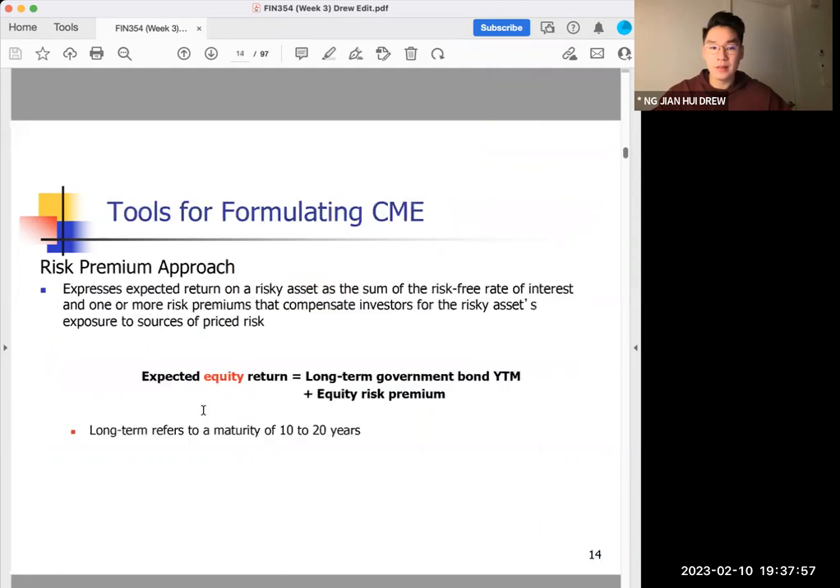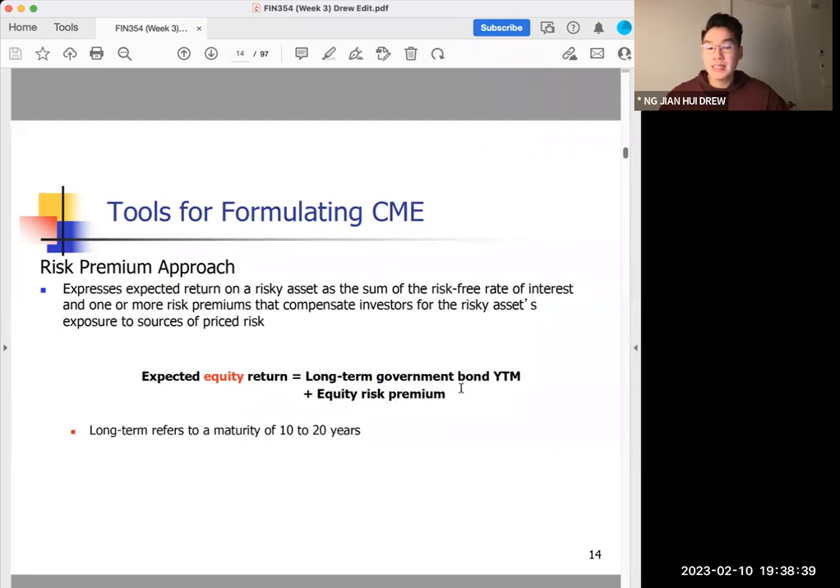All right, so that's a bit on two different formulas. Now we go to the third approach. Remember, keep reminding yourself, all these are tools to help you form market expectations. The third approach is the risk premium approach, which is what we covered in that question, where the expected equity return is the long-term bond yield to maturity plus the equity risk premium. Just now we were calculating the equity risk premium, so we're just shifting the formulas a bit. When we talk about long-term, it's generally 10 to 20 years.